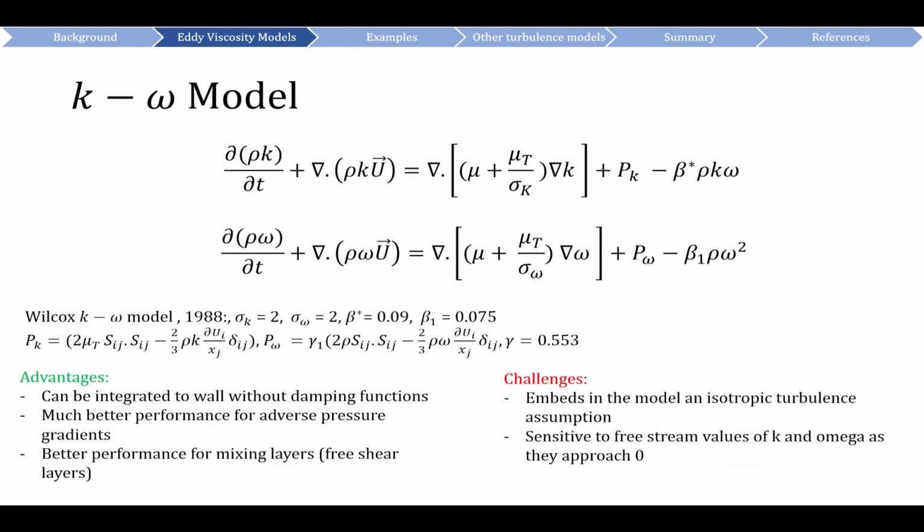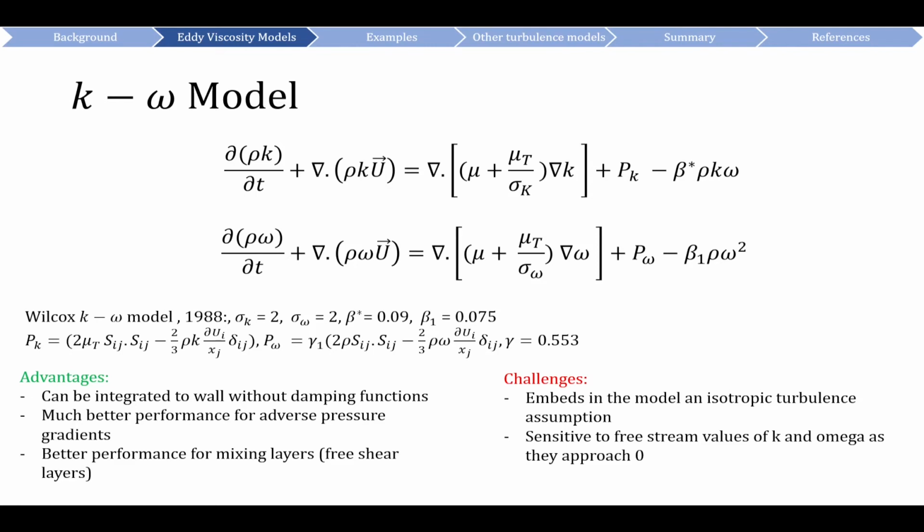So, some problems and some advantages with the K omega model. Again, this can be integrated to the wall without damping functions. I haven't mentioned that, but the K epsilon model really has trouble being integrated down to the wall, which means it has to use damping functions to model the viscous sublayer properly, and this has been shown to be quite poor in modeling separation over airfoils, which was why this model was developed in the first place. So the main advantage of this model is it can be integrated to the wall without the use of these damping functions. This gives it much better performance in adverse pressure gradients, and much better performance for mixing layers and free shear layers.